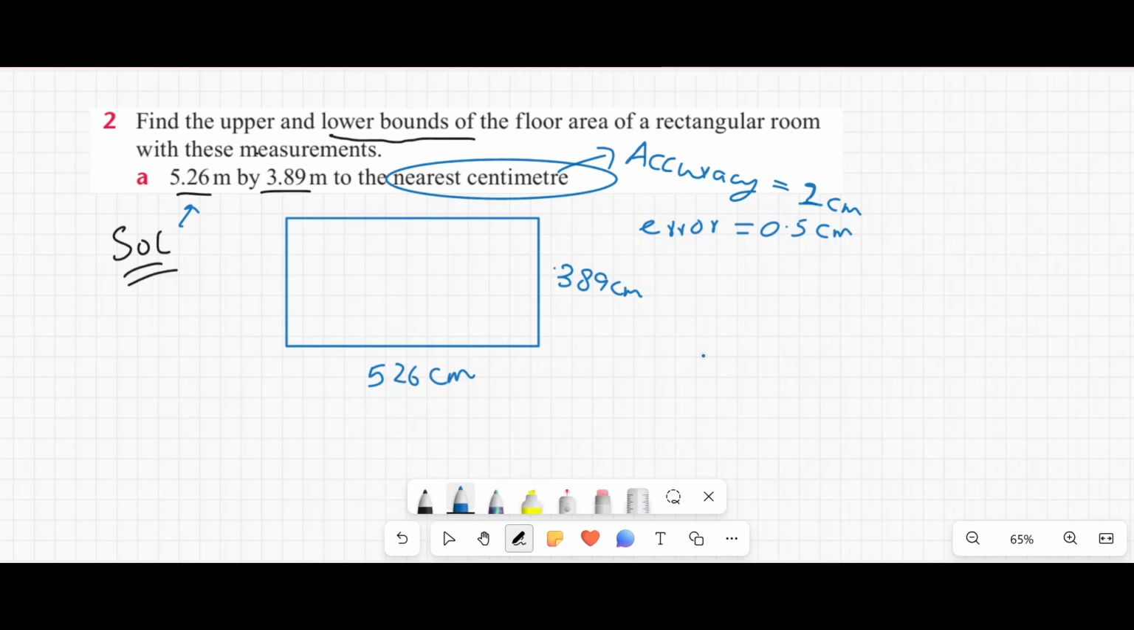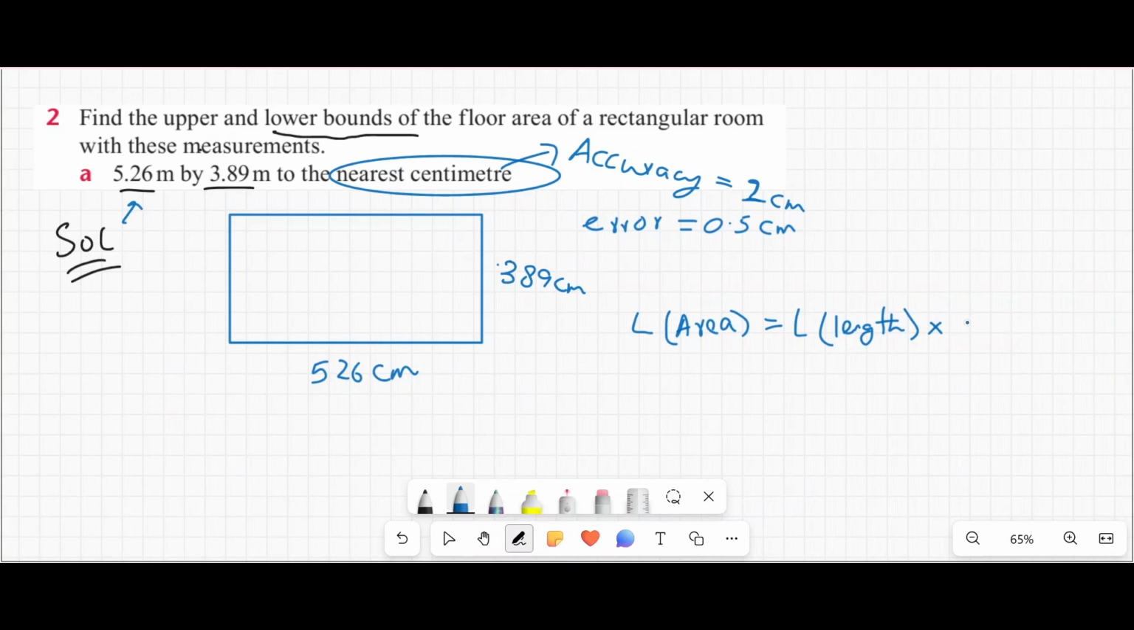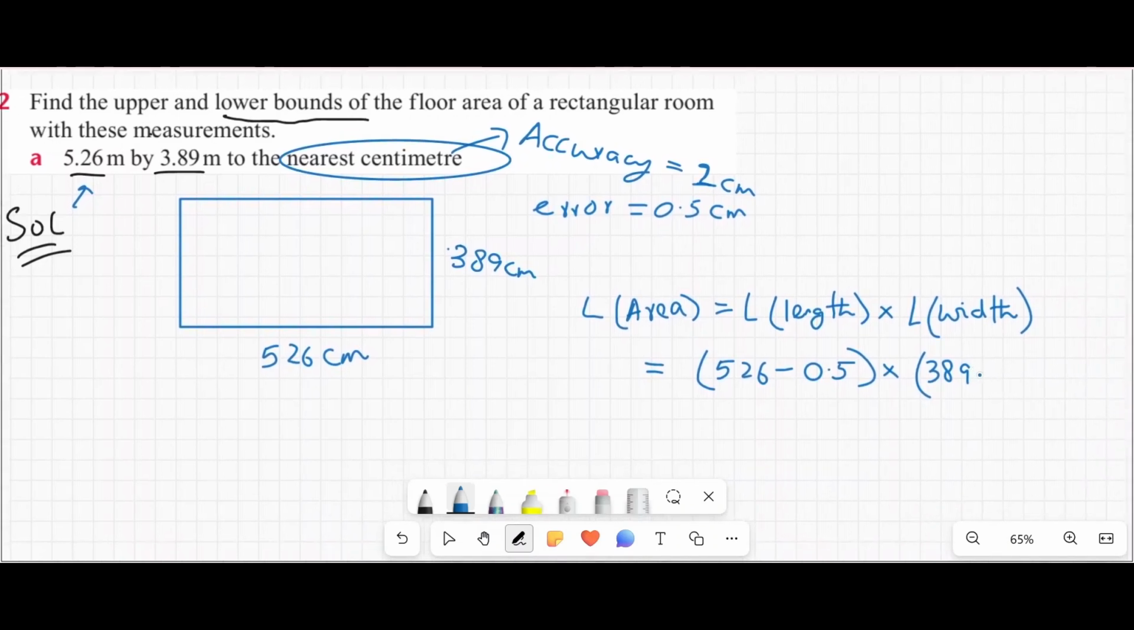Now what we have to find is the area, upper bound and lower bound. Previously we found the upper bound, now we'll find the lower bound. So the lower bound of area is the lower bound of length into the lower bound of width. Finding the lower bound of length is simple: 526 minus 0.5, into 389 minus 0.5.